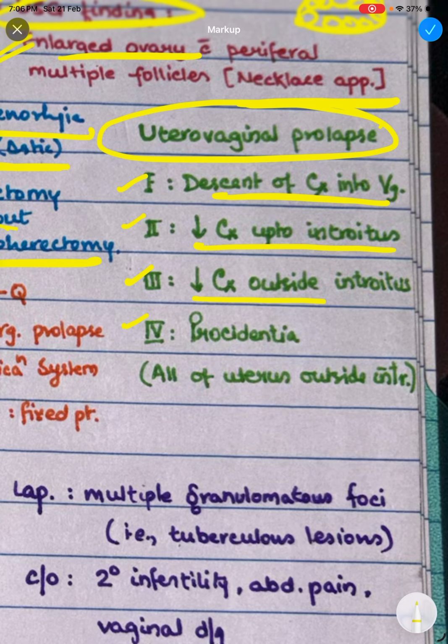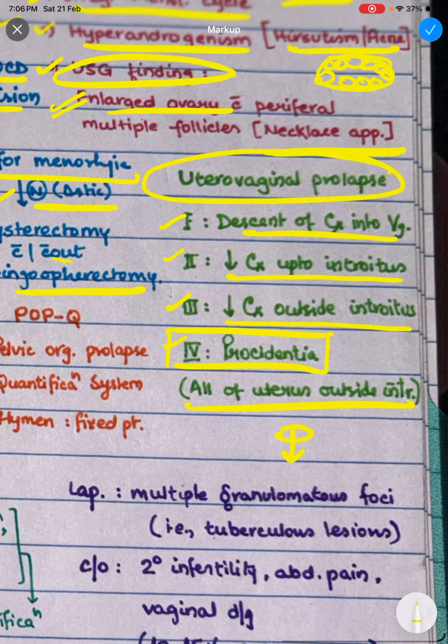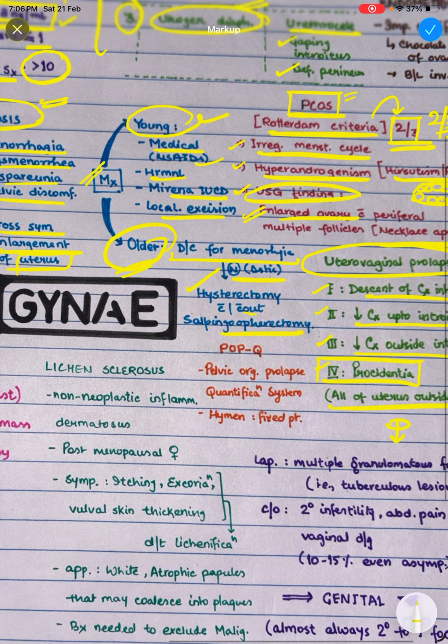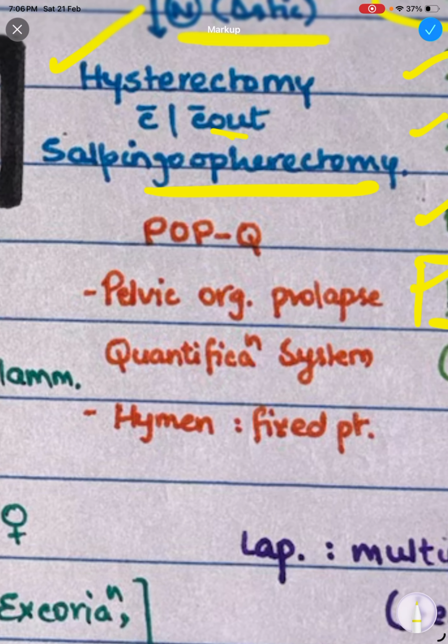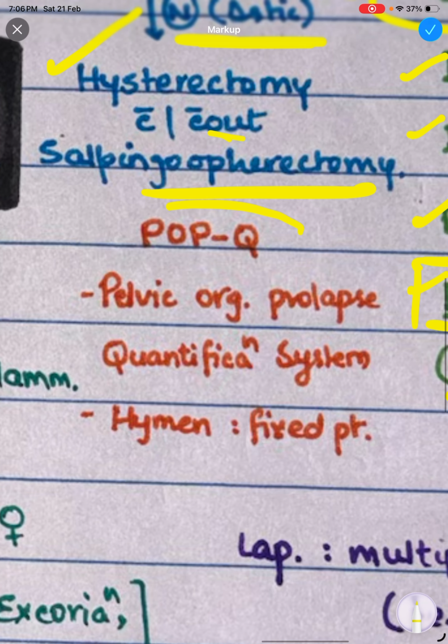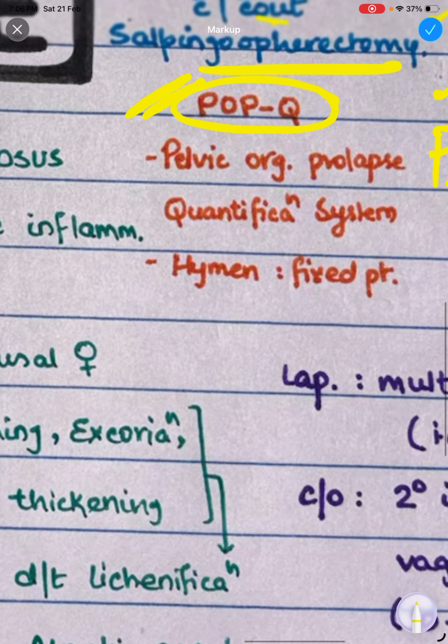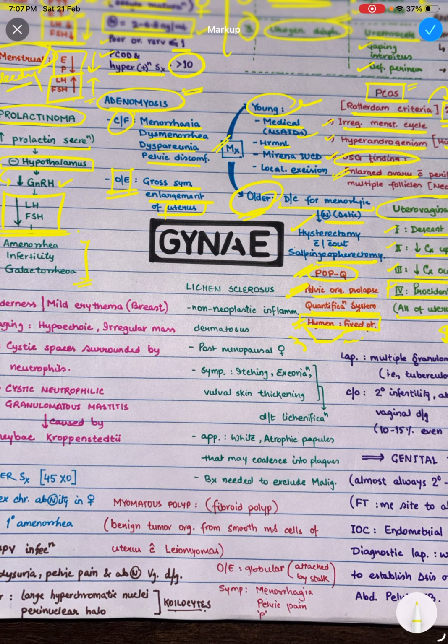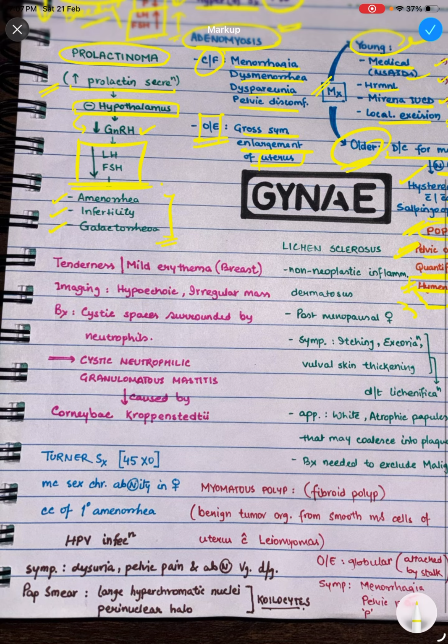The third is descent of cervix up to outside the introitus. And the last one is procidentia, in which all of the uterus is outside of the introitus. This is uterovaginal prolapse. For the pelvic organ prolapse, we have a quantification system, that is the pelvic organ prolapse quantification system. This is a very complex system, and in this the hymen is put as a fixed point. No question has been asked on this, but this is a term that we should know.